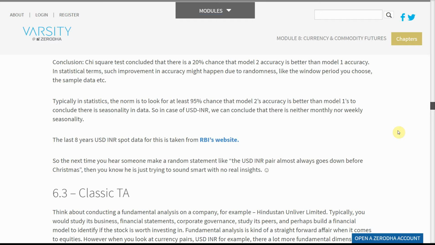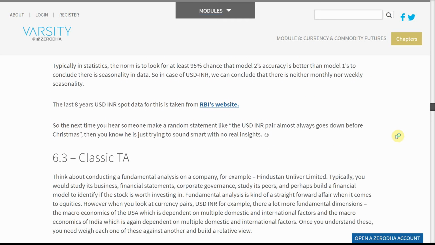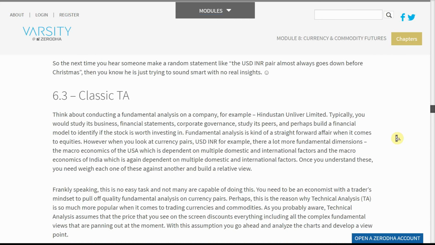The last 8 years USD-INR spot data for this is taken from RBI's website. So the next time you hear someone make a random statement like the USD-INR pair almost always goes down before Christmas, then you know he is just trying to sound smart with no real insights.